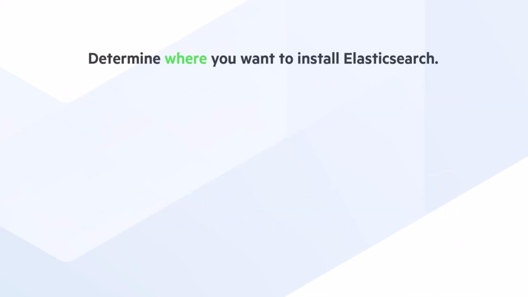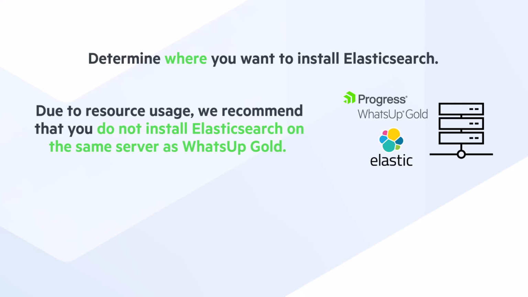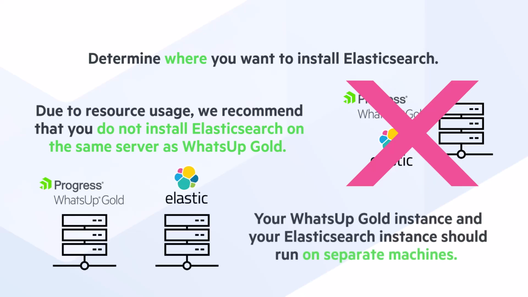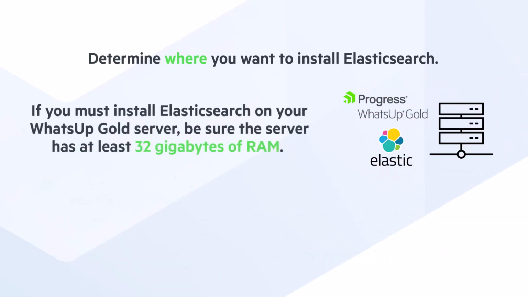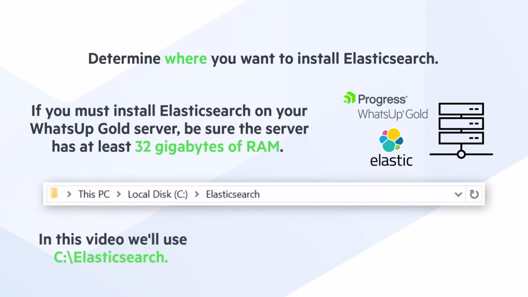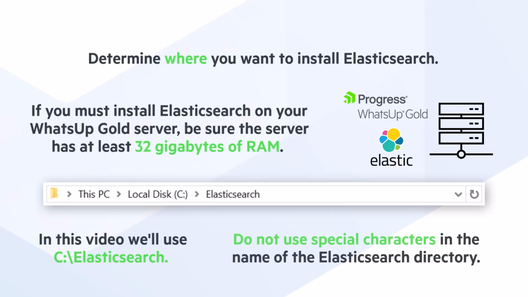First, determine where you want to install Elasticsearch. Due to resource usage, we recommend that you do not install Elasticsearch on the same server as WhatsUp Gold. Your WhatsUp Gold instance and your Elasticsearch instance should run on separate machines. If you must install Elasticsearch on your WhatsUp Gold server, be sure the server has at least 32 GB of RAM. In this video, we'll use C:\Elasticsearch. Do not use special characters in the name of the Elasticsearch directory.